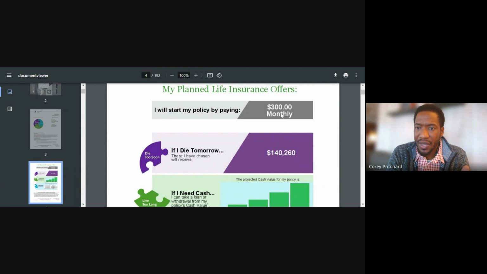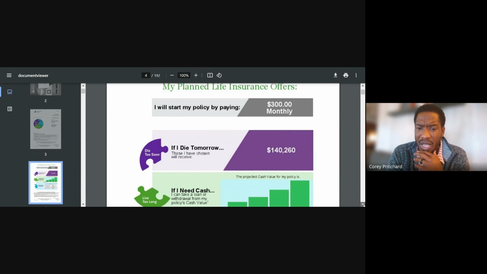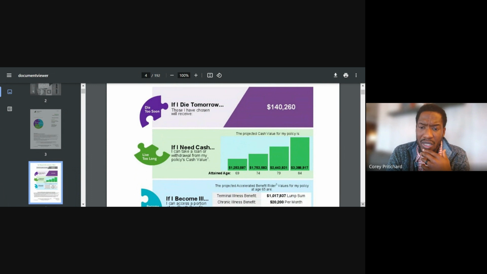So if this were to happen in month number one, as long as the full underwriting went through and they found that everything was good, then this is what they pay out. They pay this out to the beneficiary, and it's amazing to think paying $300 and getting $140,000. It's a huge risk for the life insurance company, but that's the way it goes, and that's the reason why the underwriting is the way that it is.